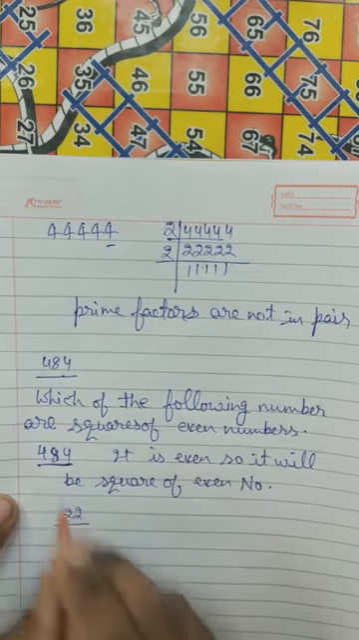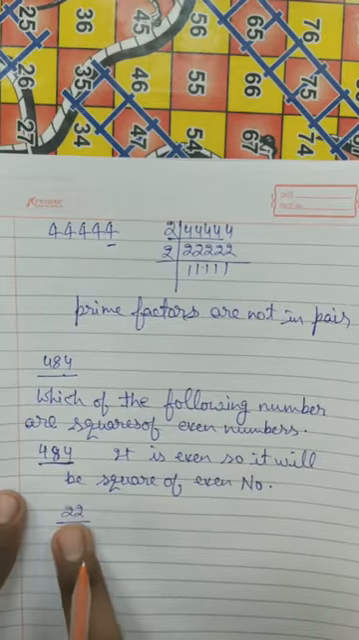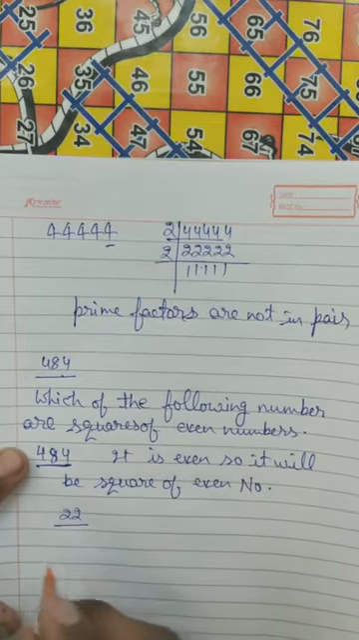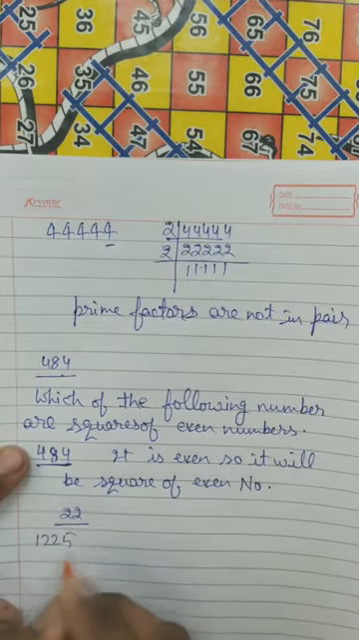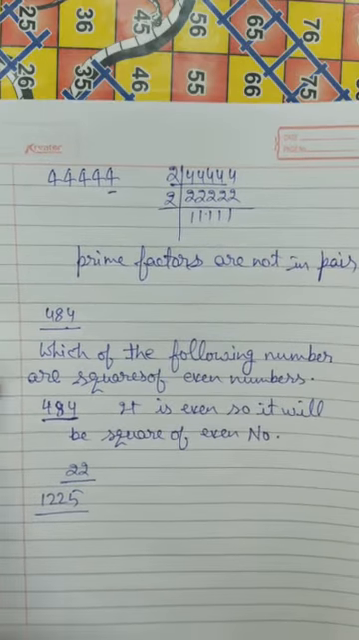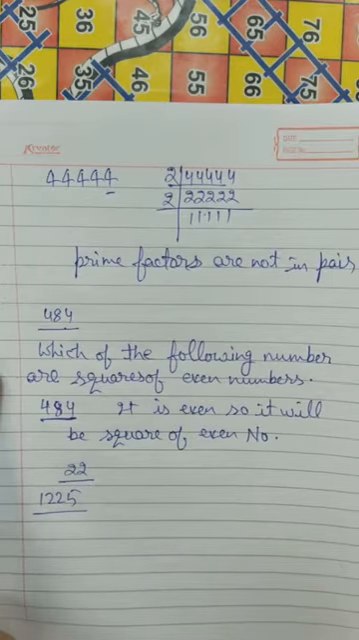You can also check by prime factorization. You can see this is the square of 22. 22 is even, so this square is also even. In this way you can answer all the questions. 1225 is given, this is an odd number, so this will be the square of an odd number as well. If we find it, it will be the square of an odd number.